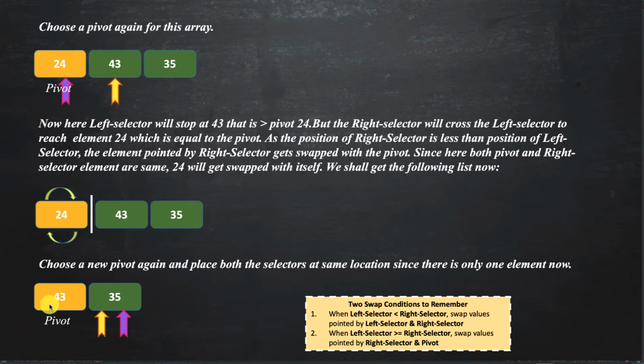So again, we choose the first element as a pivot, and then we have two pointers. We need to find an element greater than the pivot with the left selector, so it will just stay here, and the right selector needs to find an element smaller, so it will also stay here. In this case, the second condition is true, so we'll swap the value pointed by the right selector with the pivot. So 35 will get swapped with 43.